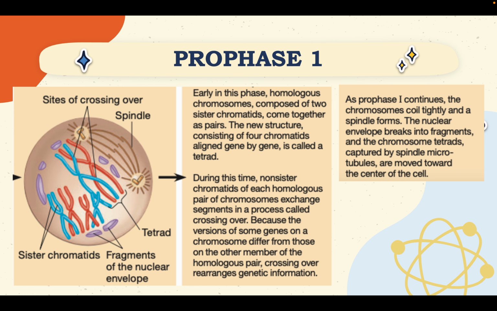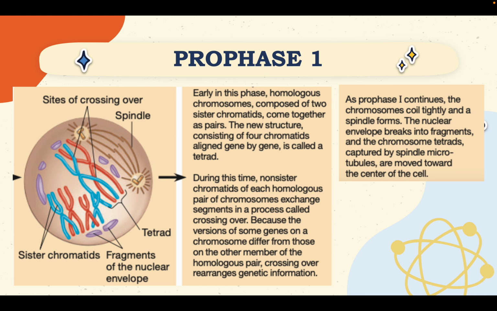During this time, the two strings in each pair can swap pieces of themselves. This swapping is called crossing over, and it mixes up the genetic information. It's like if you and your friends traded some of your toys or makeup or snacks to share and change things up.